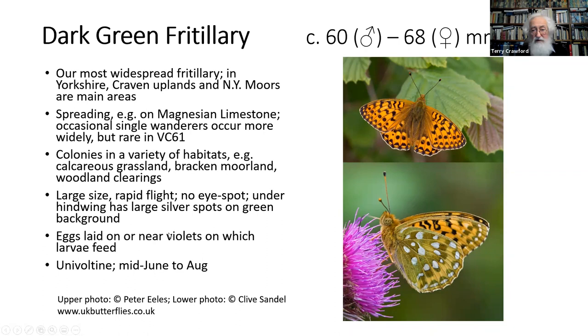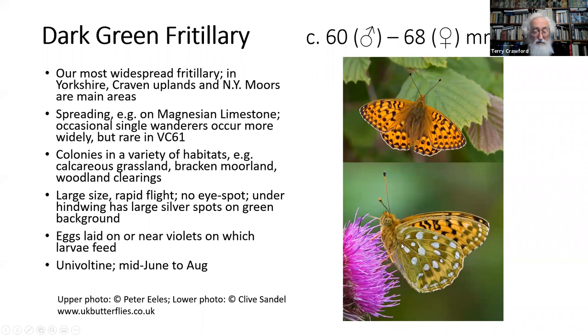They have a rapid flight. Now look, no eye spot. So there's eye spot there. It's not a fritillary, it's probably a wall brown. When it rests, the underside is very characteristic. You have these silvery patches on a darkish green background, hence the dark green fritillary.